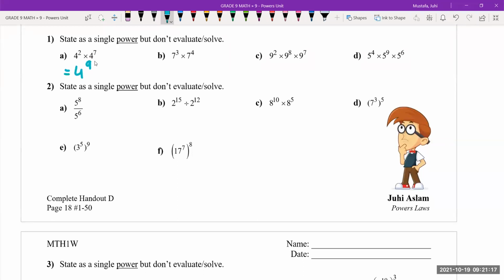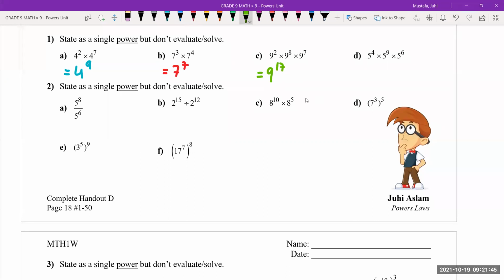4 to the power of 9. And why did you know to add them? The bases are the same. And what sign do you have? It's a multiplication sign. Perfect. How about question B? Oscar? Excellent. Perfect. Question C. Manak?